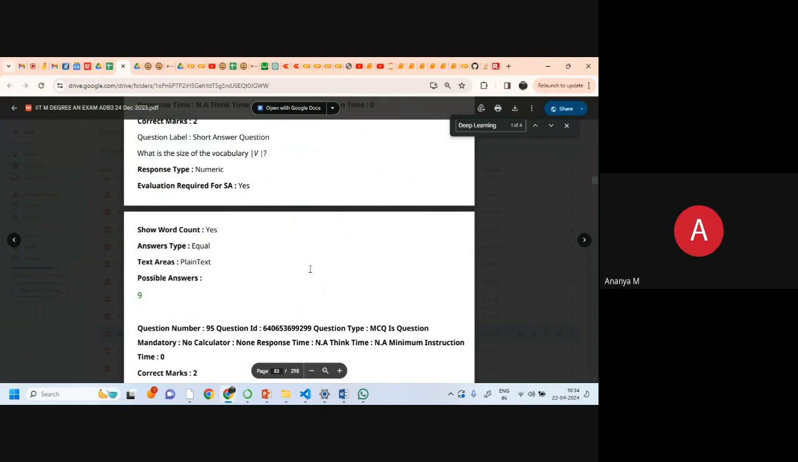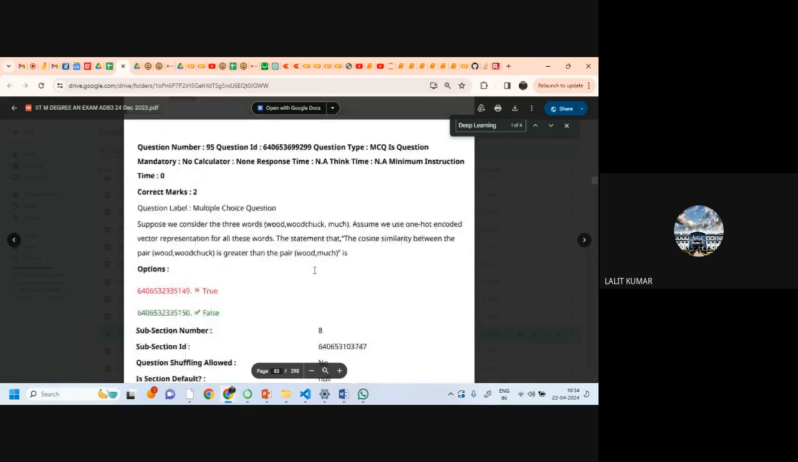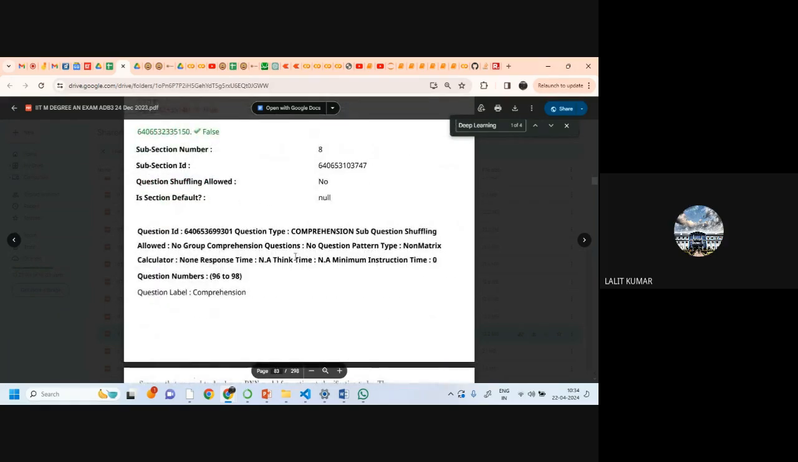So if a question comes, for example, they say that you have done the PMI, and then ask the cosine similarity between this word and this word, that is how we can find it out. So this is false, that we have understood.